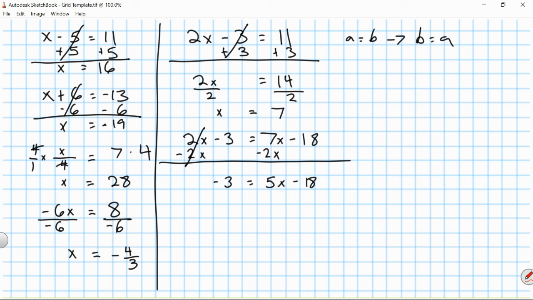Okay, I want to get this thing right here by itself, nothing else with it. So I'm going to add 18 to both sides. Negative 3 plus 18 is 15, and 15 is equal to 5x. This canceled out, and then divide by 5. Every step we take is getting closer and closer to having x by itself.